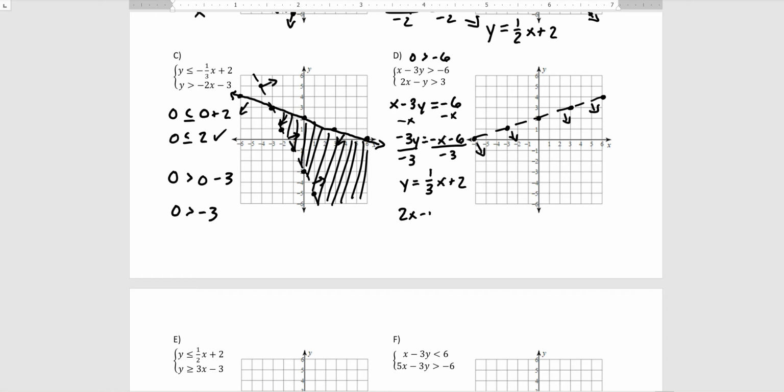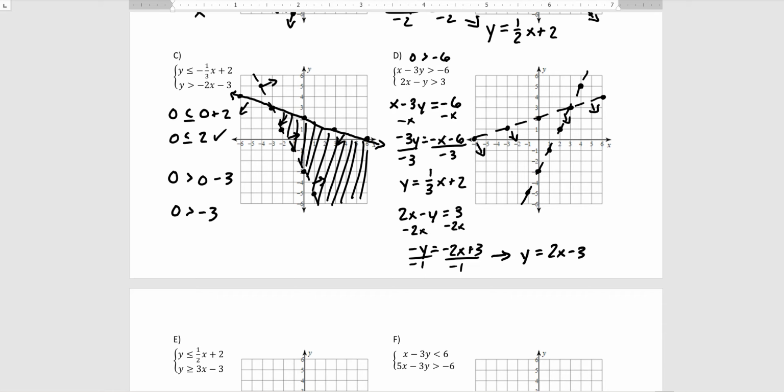2x minus y is greater than 3. So 2x minus y equals 3. Subtract the 2x. I get -y equals -2x plus 3, but I'm going to divide that by -1 so I can get y all by itself. And I get y equals 2x minus 3. All right, well, 2x minus 3, -3 is right there. Slope of 2, up 2, right 1, up 2, right 1, up 2, right 1, down 2, left 1. Excellent. Solid or dash line? Dash line here.